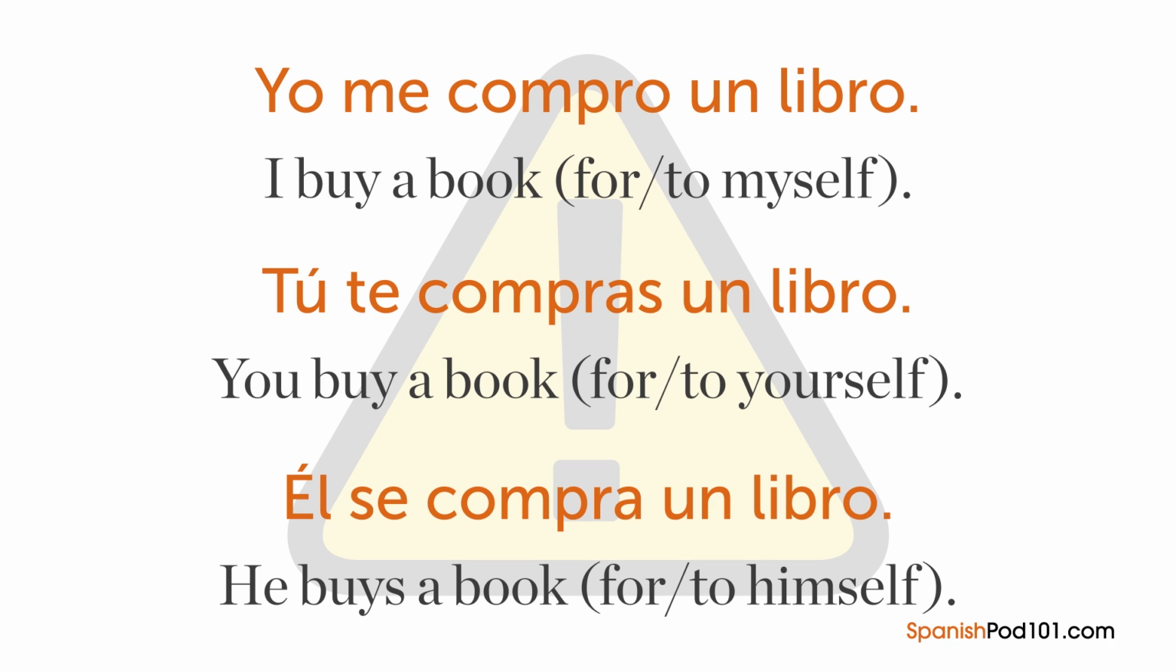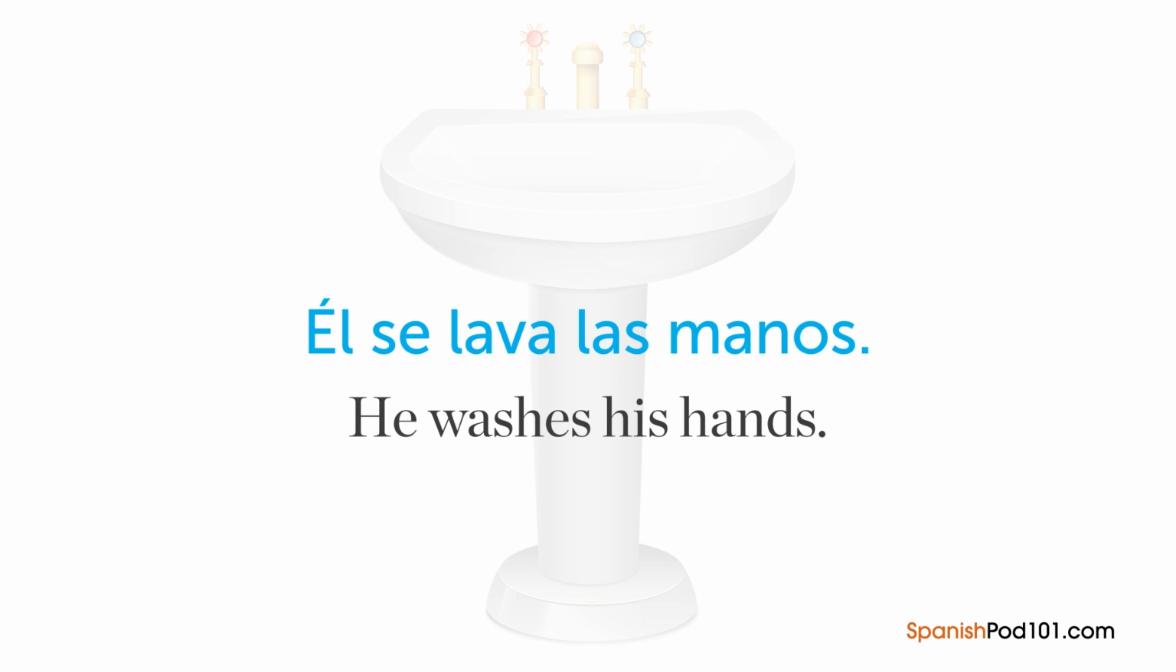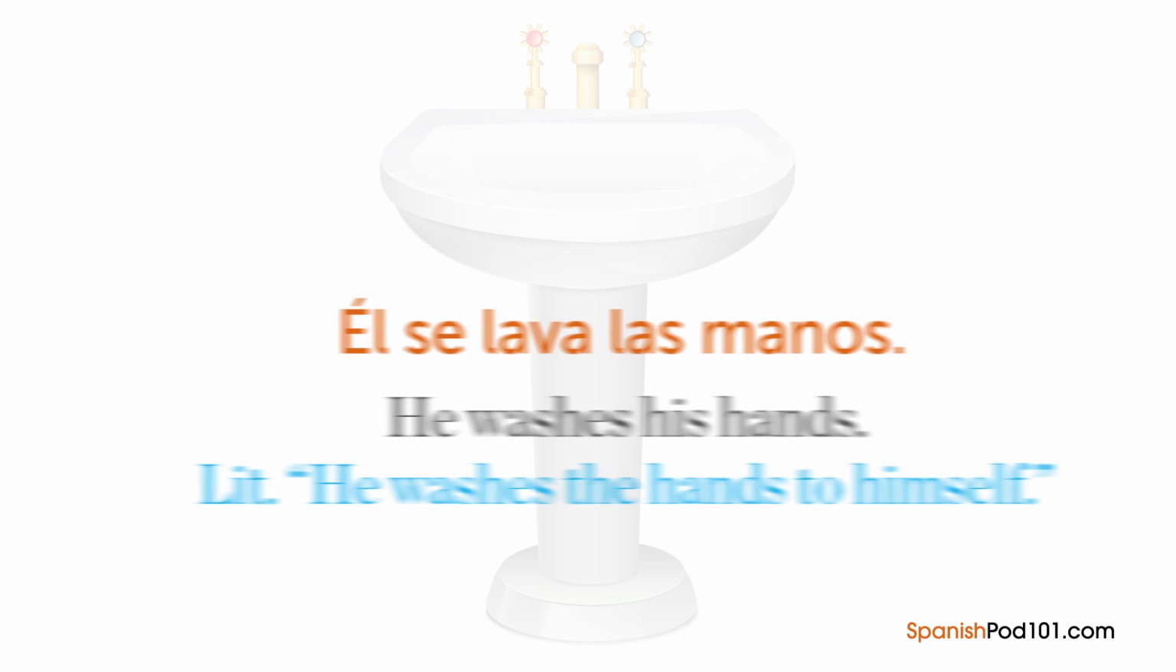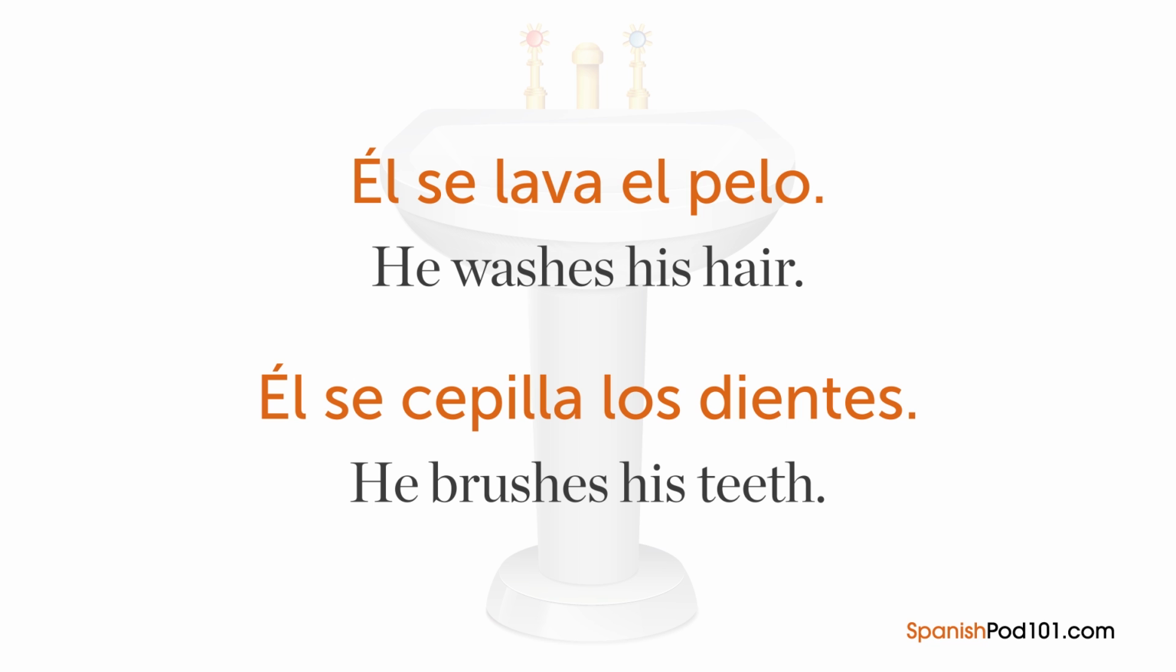Notice that since these verbs use reflexive pronouns, their objects usually lack the possessive adjectives that appear in English. For example, él se lava las manos means he washes his hands. However, if you translated it word for word, it could sound like he washes the hands to himself. This also goes for other phrases like él se lava el pelo, he washes his hair, and él se cepilla los dientes for he brushes his teeth.